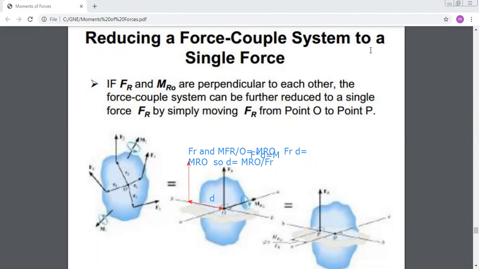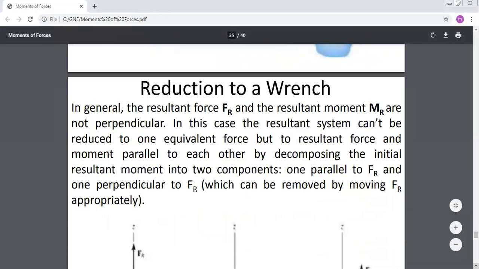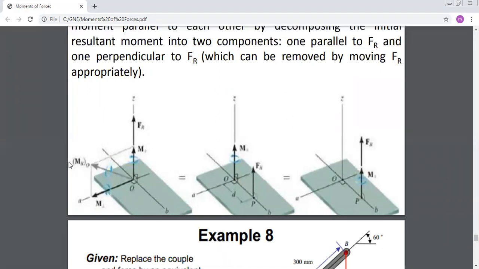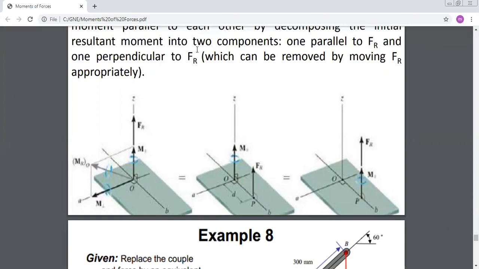Now, in which case can I not reduce my system to only one force? We'll see together now. If you work in 3D, sometimes you might end up with a force and moment that are not perpendicular. And you know that a force can only produce a moment that is perpendicular to its line of action. It cannot produce a moment parallel to its line of action. This is why we say that in 3D, sometimes we cannot reduce the system to only one force.